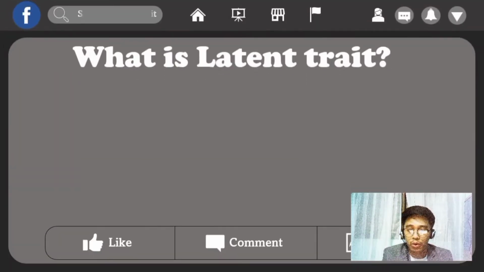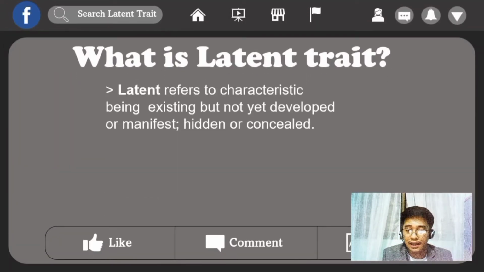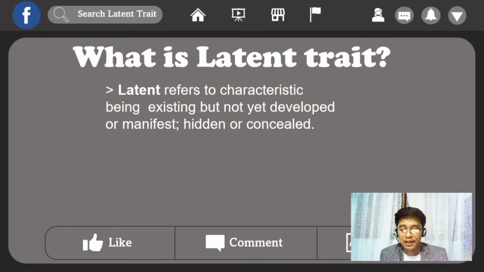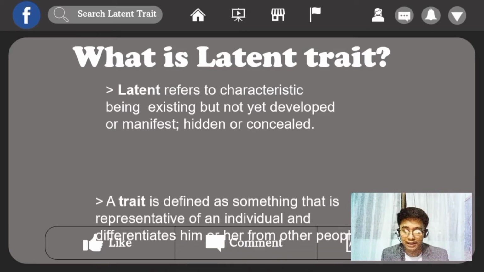So now, what is latent trait? Latent refers to a characteristic being existing but not yet developed or manifest, hidden or concealed. It's also considered present and capable of emerging or developing but not now visible, obvious, active, or symptomatic. And it's also considered a distinguished quality of personal character and an inherent characteristic.